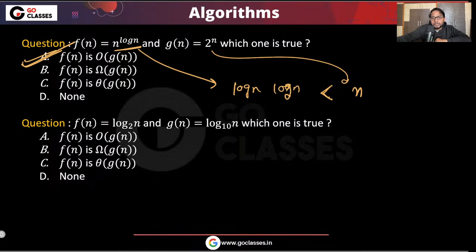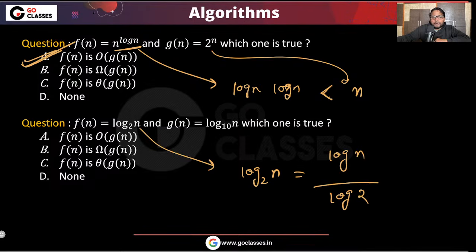What about this? It is log base 2 of n and log base 10 of n. See, the base doesn't matter for the log, right? Why? Because it will be just a constant. So you can definitely convert log base 2 of n to any base. Let's suppose here the log could be any base, say log base 10. So if you want to convert to log base 10, then you can definitely do it.